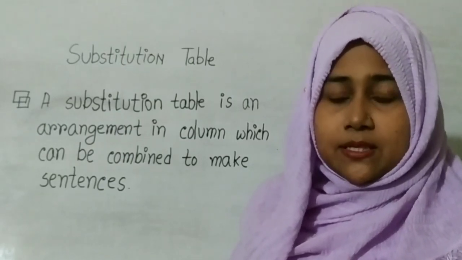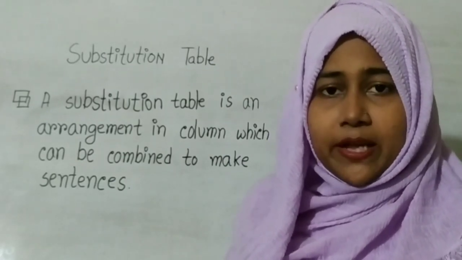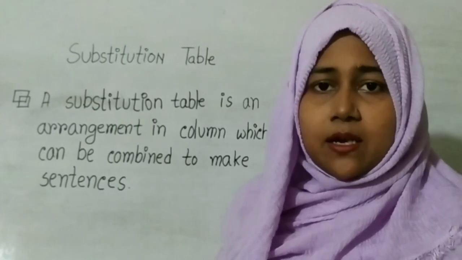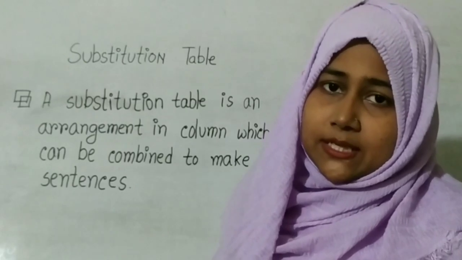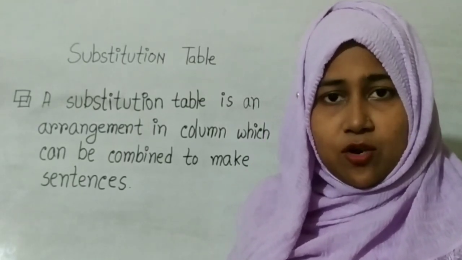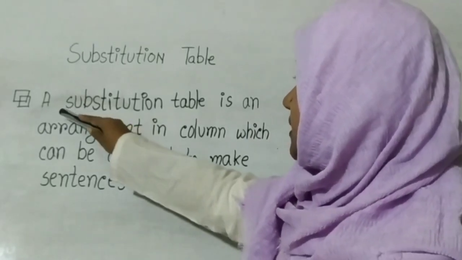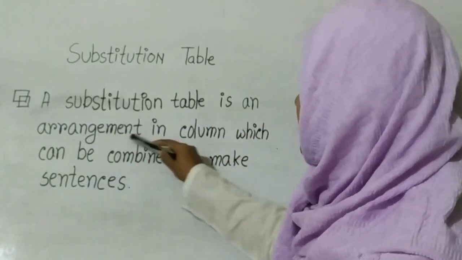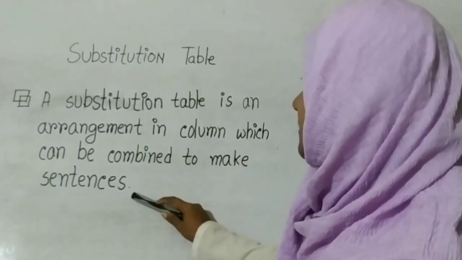And dear students, at first I want to say something about substitution table. Whenever you learn any topic, just try to understand what is the demand of the topic, or what you understand by the topic, or what is the definition of the topic. So let's see the definition of substitution table. Here is the definition. A substitution table is an arrangement in column which can be combined to make sentences.